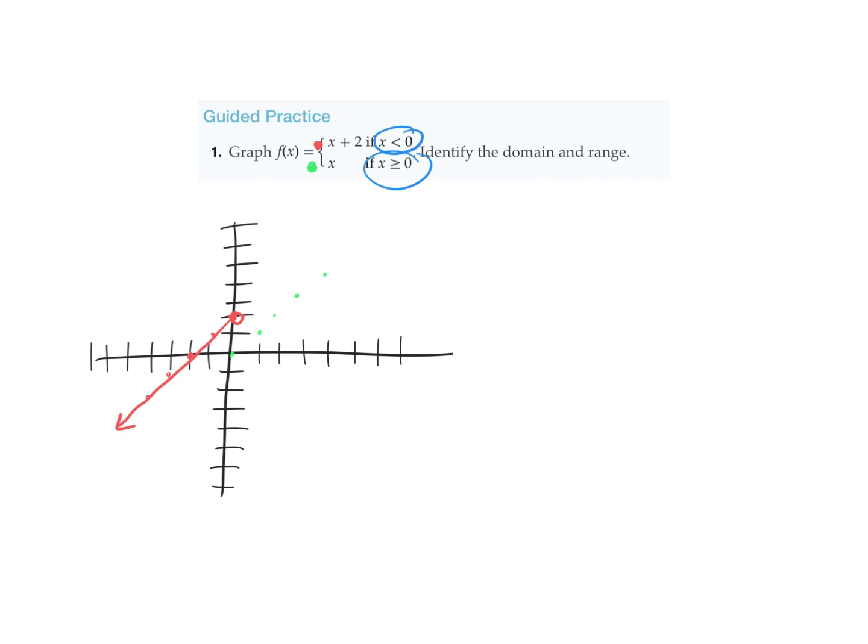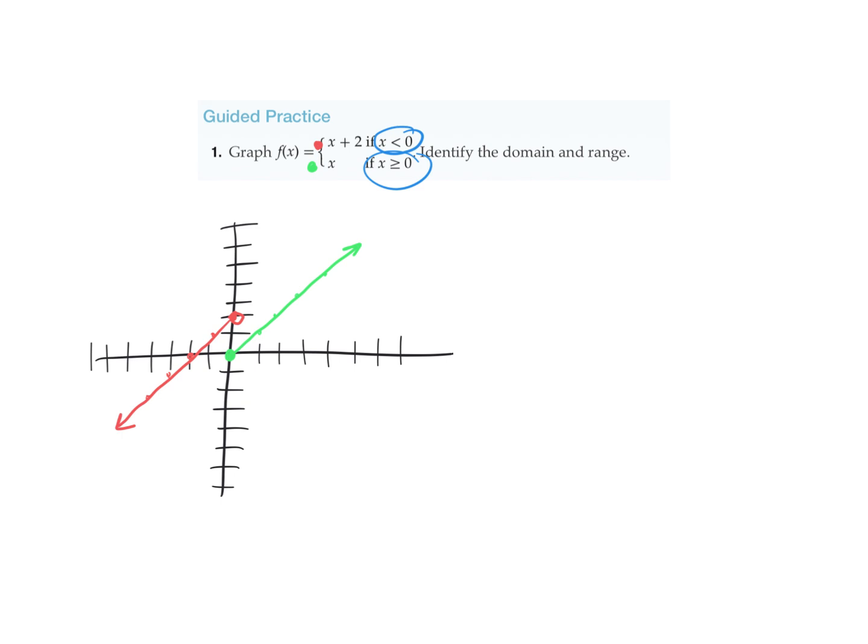Now this is telling us that the graph y is equal to x is true when x is greater than or equal to 0. So it's going to be a closed circle, and then we're going to draw everything to the right because that is when the x becomes bigger.